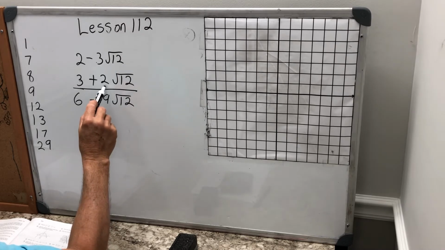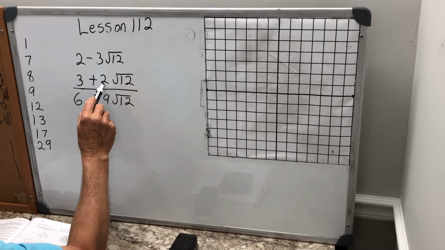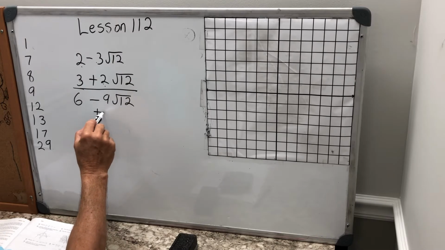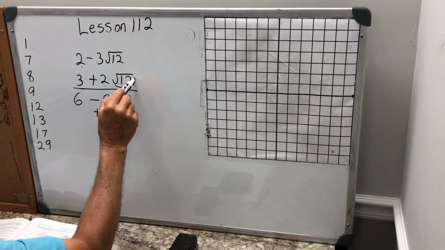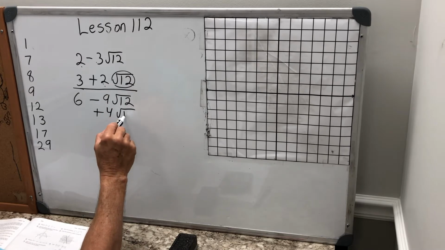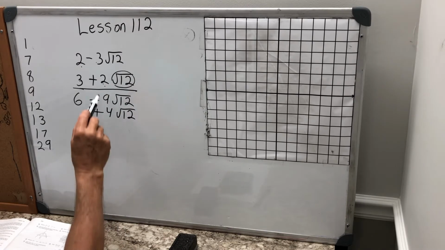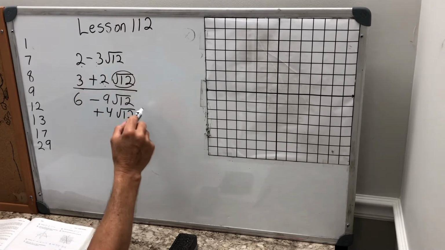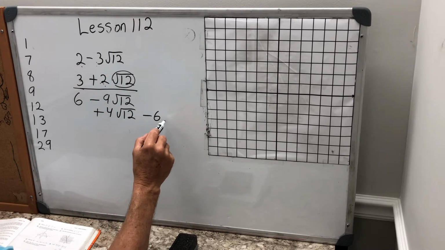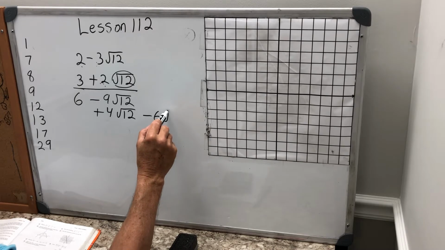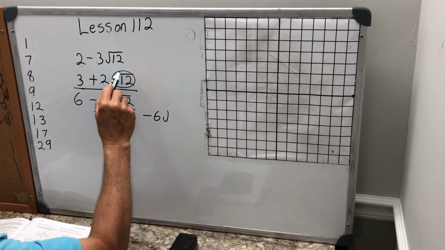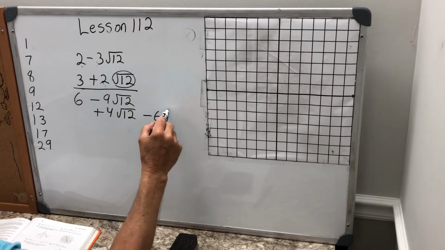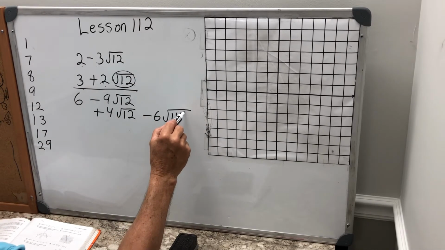Now we go this route. This is +2 times 2 is +4 to the square root of 12. One more time. This is +2 times -3 is a -6 to the square root of, this is 12 times 12. That's going to be 144.